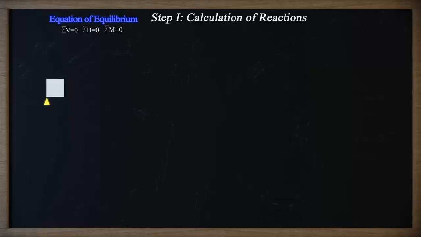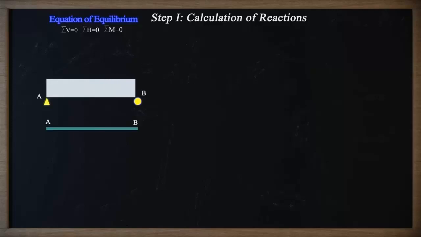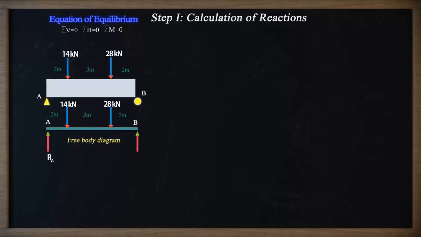First of all, we need to draw a free body diagram of this beam. A free body diagram, or FBD for short, shows all internal and external forces acting on the beam. Here we have 2 external point loads, 14 kN and 28 kN. Then we also have 2 reactions at point A and point B.